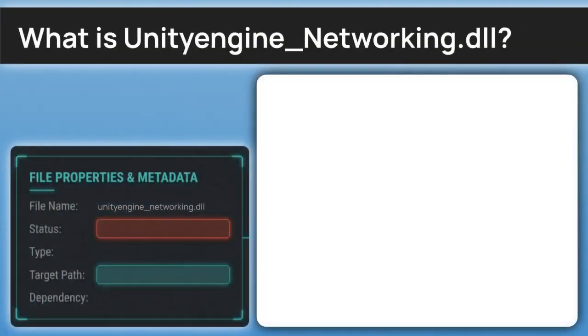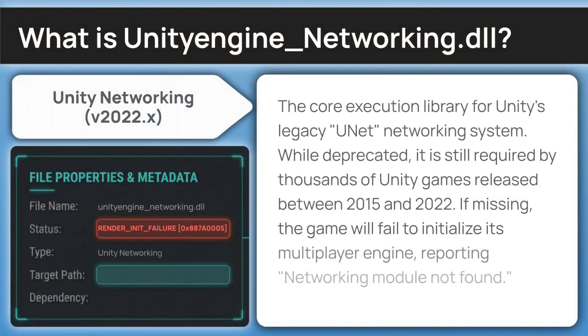This is the Unity Engine Networking Module, the core execution library for Unity's legacy UNet networking system. While deprecated, it is still required by thousands of Unity games released between 2015 and 2022. If missing, the game will fail to initialize its multiplayer engine, reporting networking module not found.